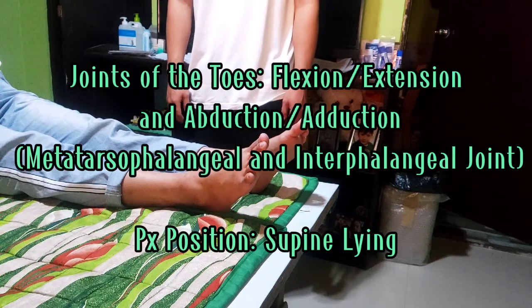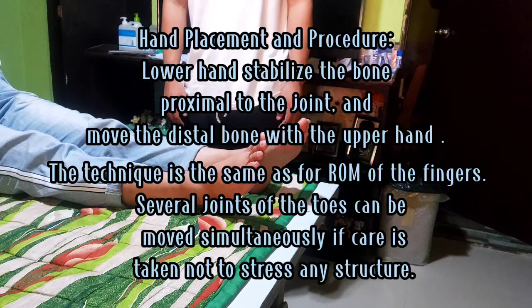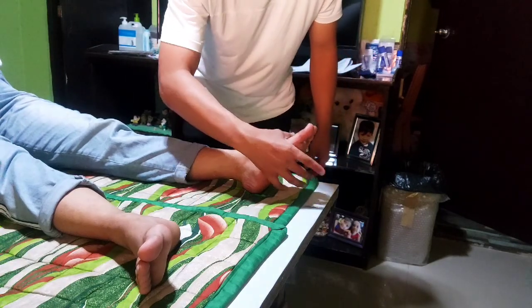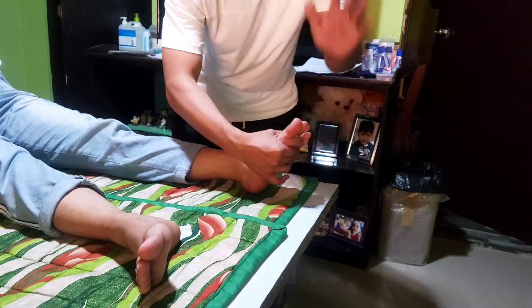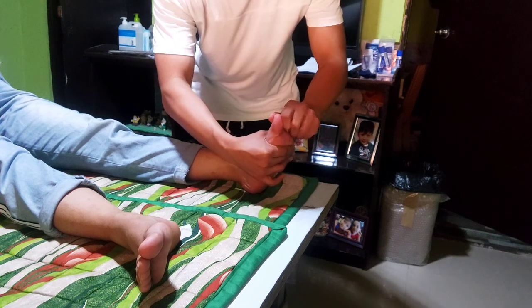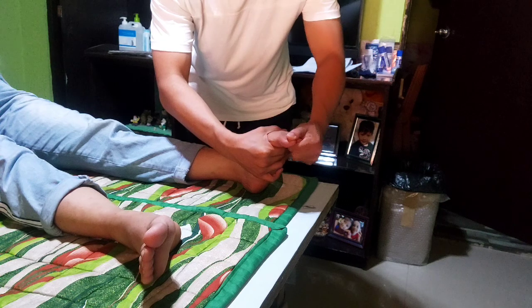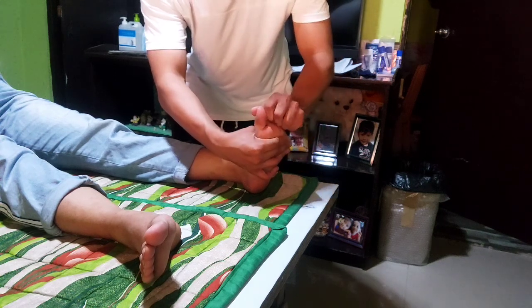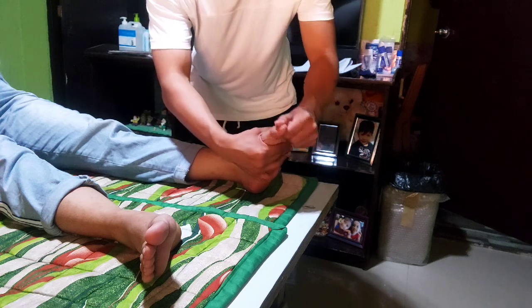Patient position supine, hand placement and procedure. Lower hand stabilizes the bone proximal to the joint and moves the distal bone with the upper hand. The technique is the same for range of motion of the fingers. Several joints of the toes can be moved simultaneously if care is taken not to stress any structure.